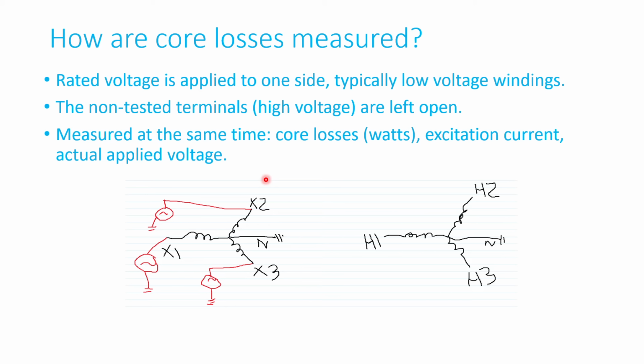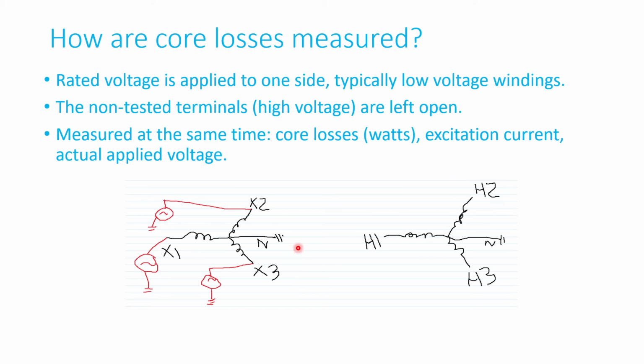Core losses is kind of the opposite of load losses. In load losses, you circulate rated current in the high voltage windings, because high voltage means low current. In this case, low voltage means high current. And the windings that are not excited are left open.